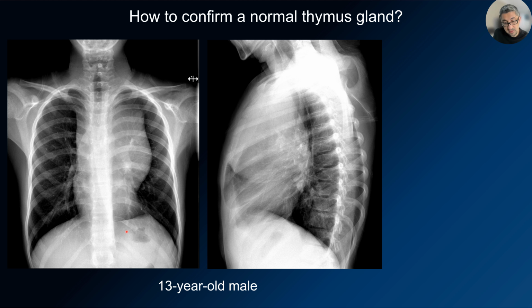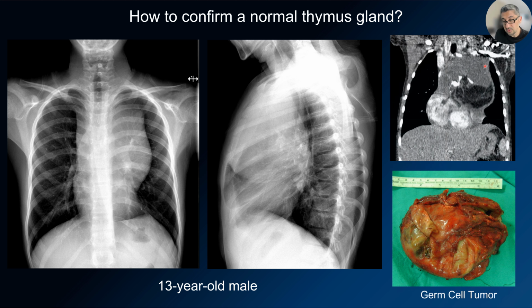So, for example, this one is a 13-year-old male with some respiratory symptoms. On the X-ray, frontal and lateral projection, this cannot be thymus because the patient is over 3 years old, 13 years old, and there are also foci of calcification, better seen on the lateral view. This patient actually turned out to be a germ cell tumor with typical fat and calcification content.